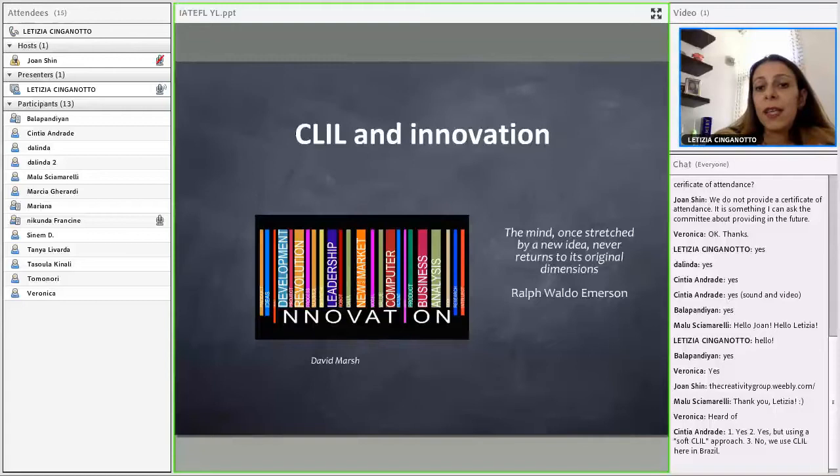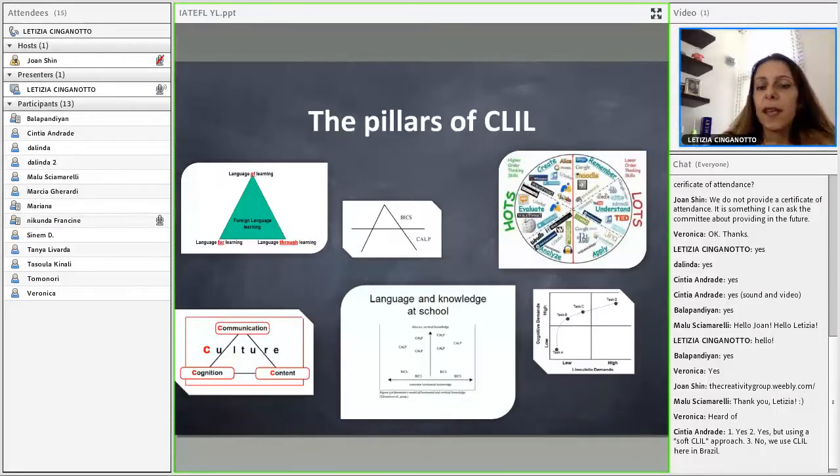So CLIL and innovation: CLIL is highlighted a lot by the European Commission, in a wide range of documents, as an innovative way to foster language competencies, and at the same time, of course, to teach subjects in a new way, because it's an interactive approach with a lot of learning by doing activities, and putting the student at the center of the learning process. There's a very strong focus on innovation and creativity. These are the pillars of CLIL.